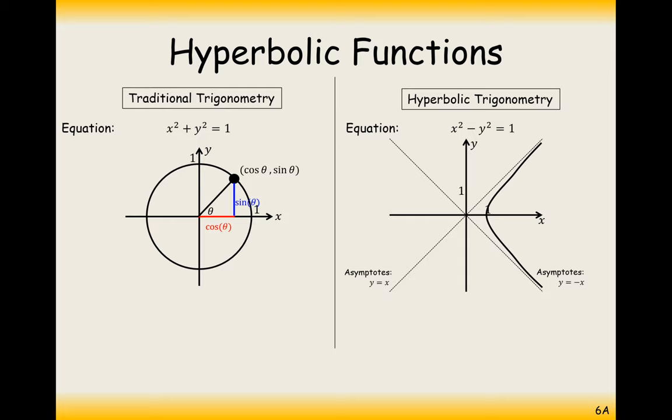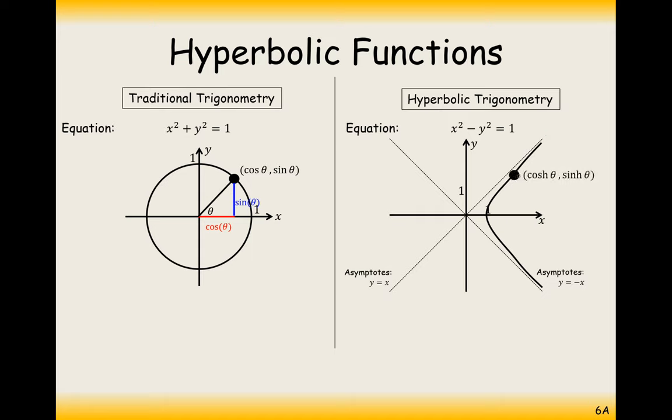And then there'd be a coordinate of (1, 0) here, because if you think about it, for the coordinate (1, 0), 1 squared minus 0 will equal 1. So (1, 0) is the intersection point on this curve, on what we call a hyperbola. The name for this curve here is a hyperbola. That's why it's called hyperbolic trigonometry. It's a hyperbolic shape.